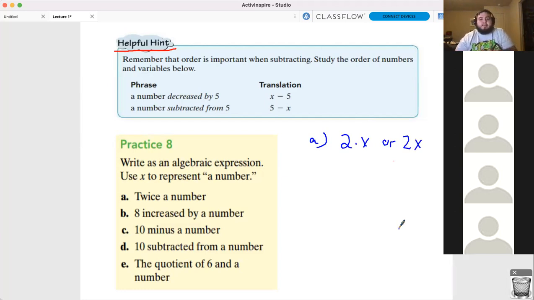Let's look at B. 8 increased by a number. 8 increased by a number. So what's the expression going to be for that? Anyone can chime in. Anyone can share or type it in the chat. What is 8 increased by a number, guys? What's B? What do you think?